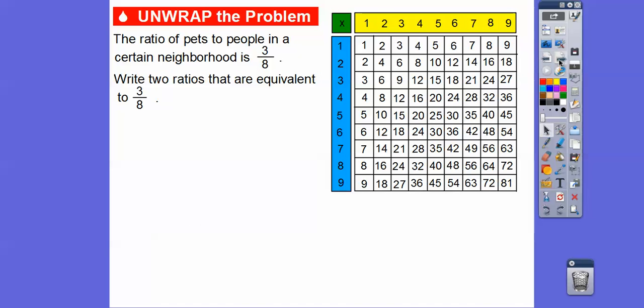All right, so here we go. The ratio of pets to people in a certain neighborhood is 3:8. What this means is there are 3 pets for every 8 people in this neighborhood. Write two ratios that are equivalent to 3/8. Okay, let's get started.